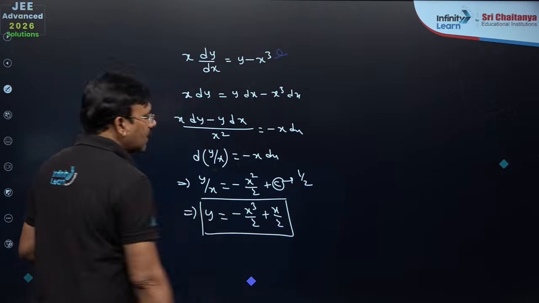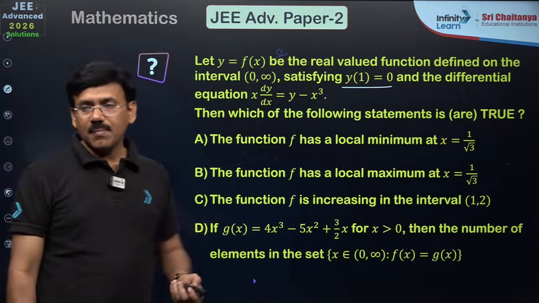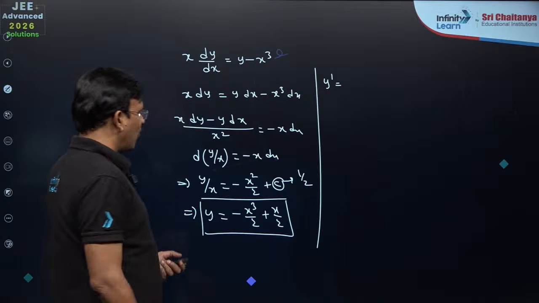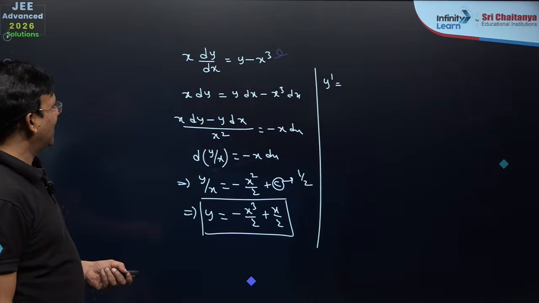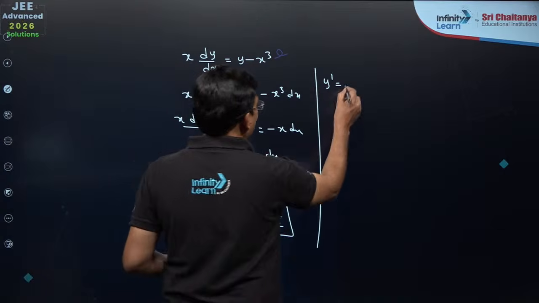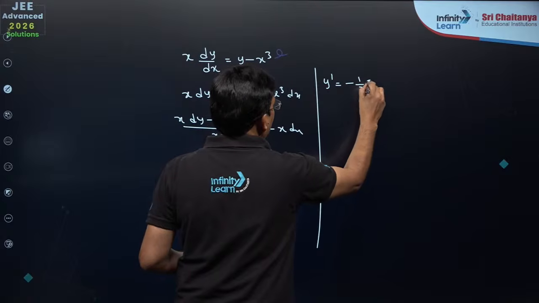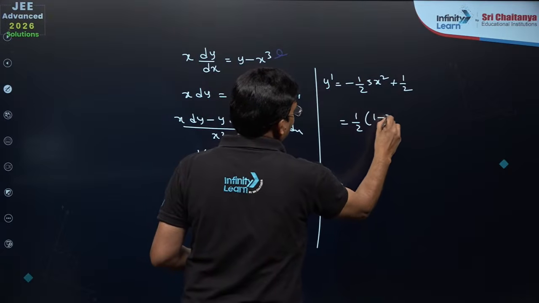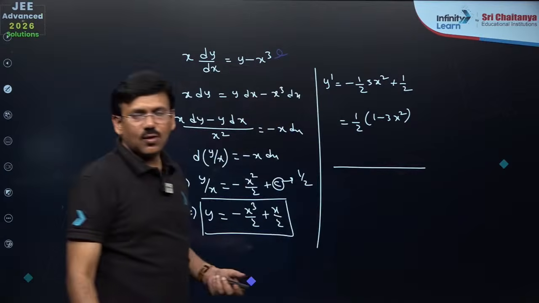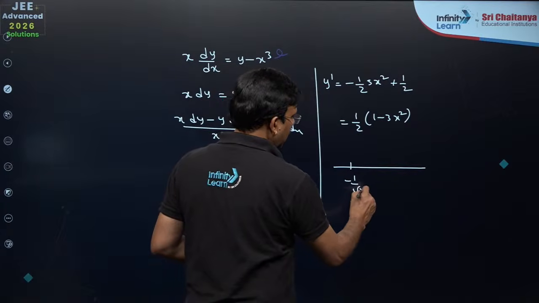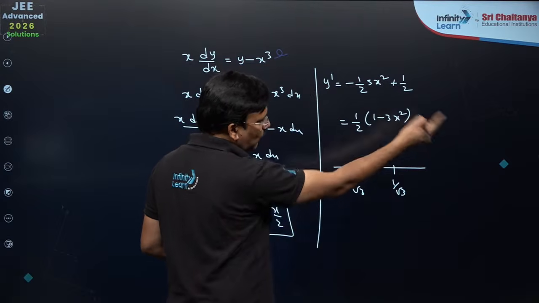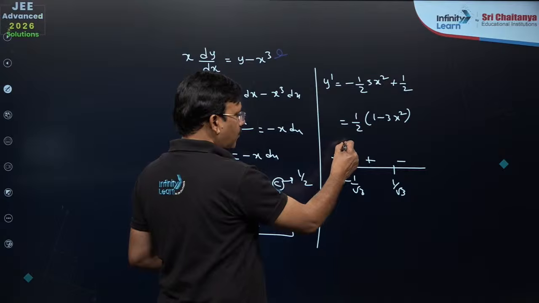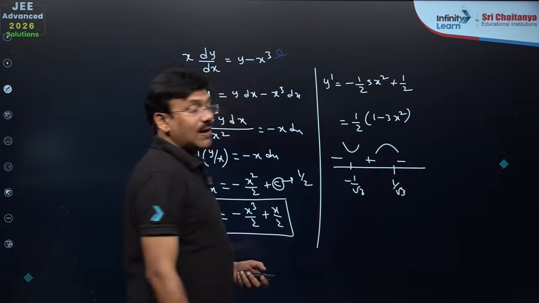This is your y. Now, in the options, he is asking about the minimum and maximum of this. For that, my dear friends, you just find y dash. Of course, y dash is the derivative of minus x cube by 2 plus x by 2, which is half into 1 minus 3x square. The derivative becomes 0 at plus or minus 1 by root 3. So, minus 1 by root 3 and plus 1 by root 3, and if x is more than 1 by root 3, the derivative signs are negative, positive, negative by the wavy curve method. Now, negative to positive it will have local minima, positive to negative it will have local maxima.